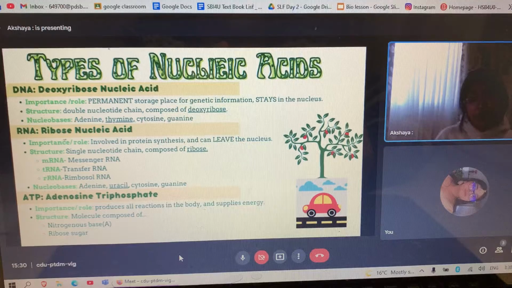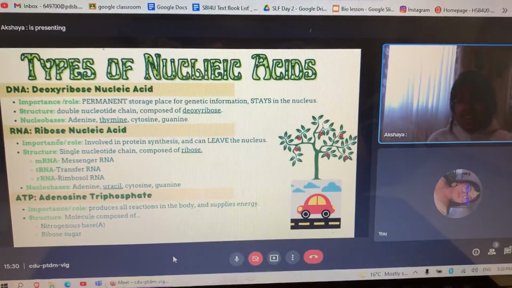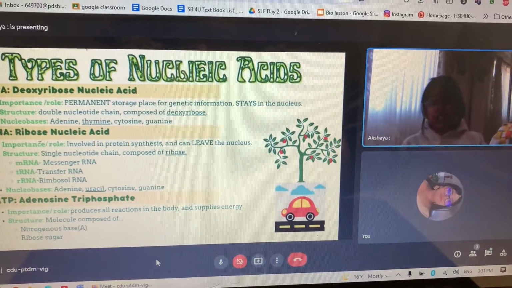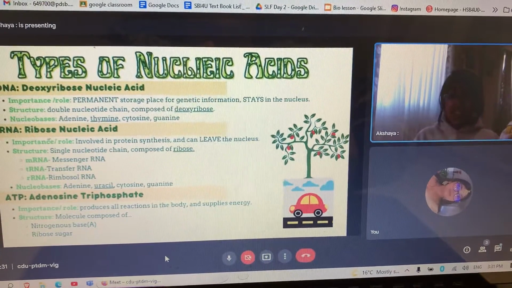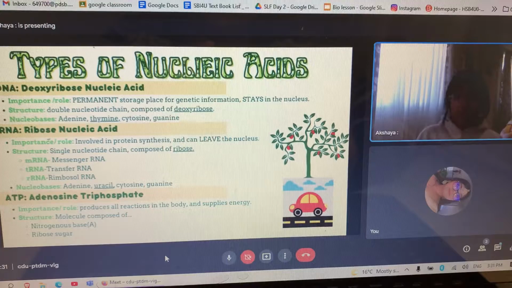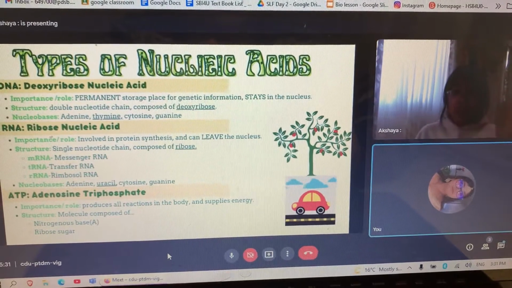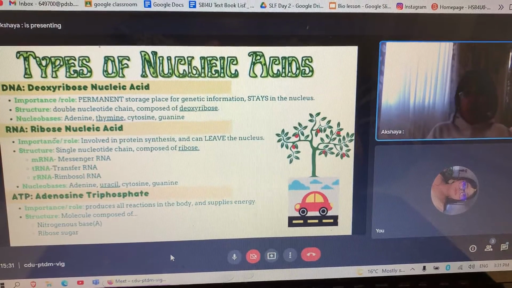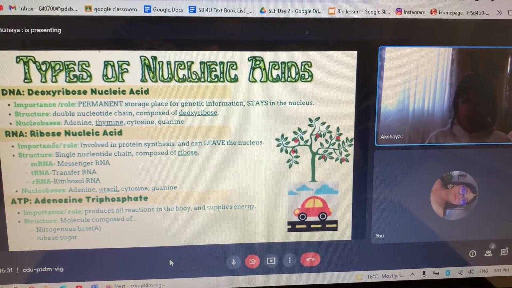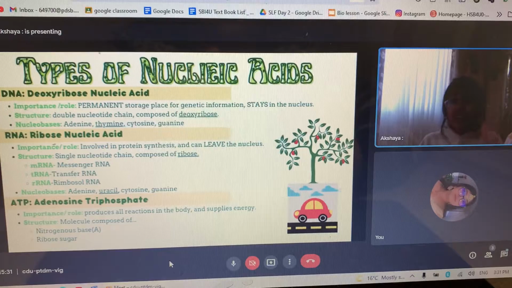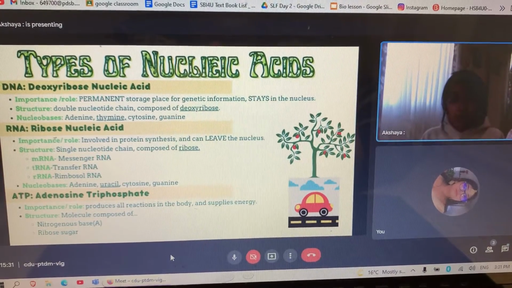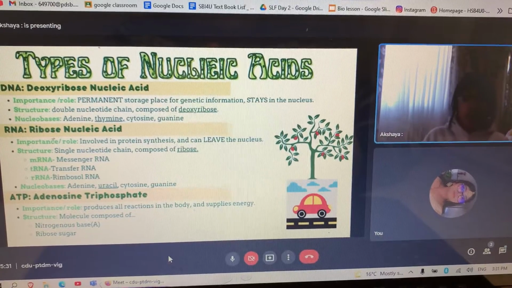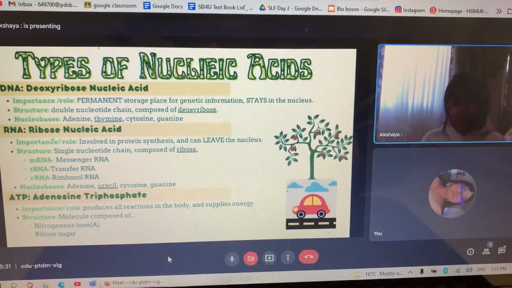Another fun fact about DNA and RNA, the last difference, is the nucleobases. Both DNA and RNA share the nucleobases adenine, cytosine, and guanine. But for DNA, you have thymine, and for RNA, you have uracil. And before I finish off with DNA and RNA, one last thing to mention is that there are three types of RNA that I want to talk to you about: messenger RNA, tRNA, which is transfer RNA, and rRNA, which is ribosomal RNA.